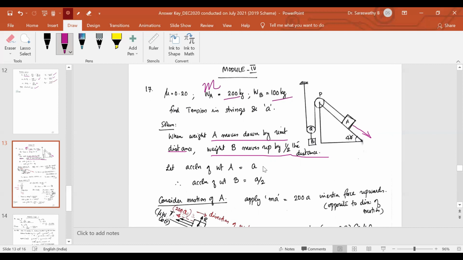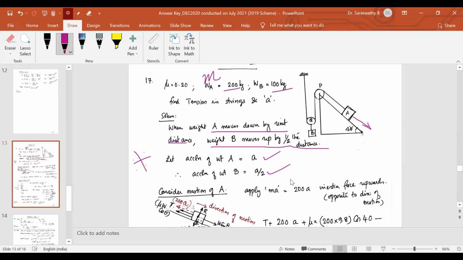So we arrive at a conclusion. If we write the acceleration of block A as small a, the acceleration of block B will be only half of that, a by 2. This is the most important step in this question. If you go wrong in this, the entire problem goes wrong. As A moves down by unit distance, block B gets moved up by only half of that. So the accelerations are written here. Now consider each one separately.